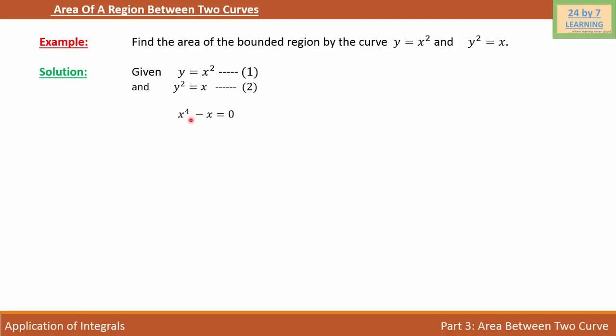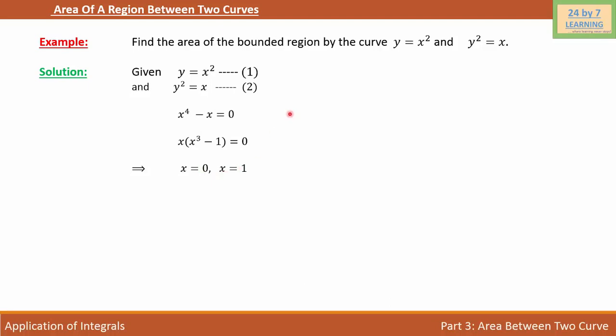If we do that, we will get x to the power 4 minus x is equal to 0. If we further simplify, we can take x common. So inside the bracket, we have x cubed minus 1 is equal to 0. If we simplify this equation, we will get x equals 0 and x is equal to 1.